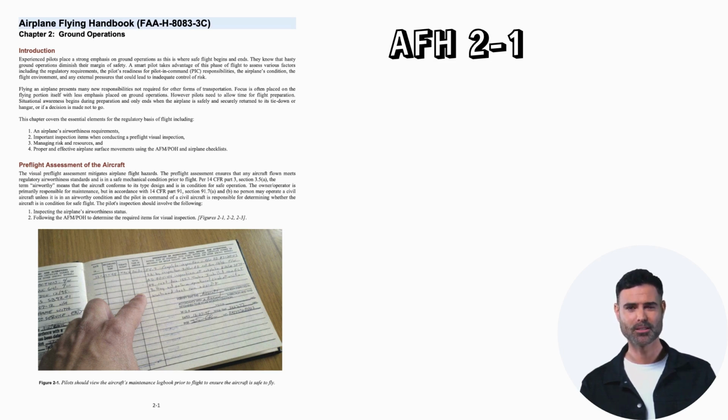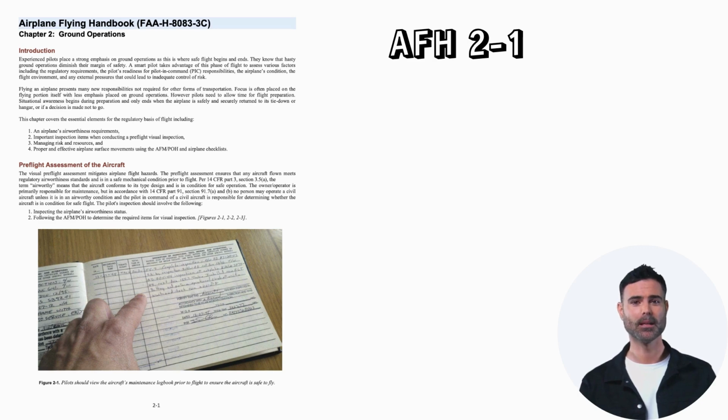A smart pilot takes advantage of this phase of flight to assess various factors, including the regulatory requirements, the pilot's readiness for pilot in command (PIC) responsibilities, the airplane's condition, the flight environment, and any external pressures that could lead to inadequate control of risk.